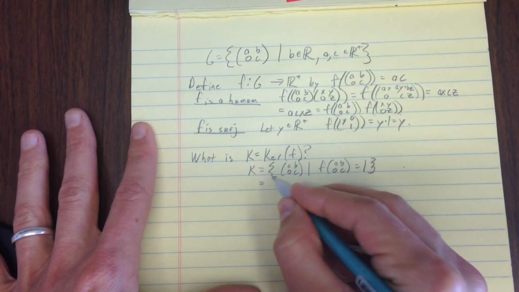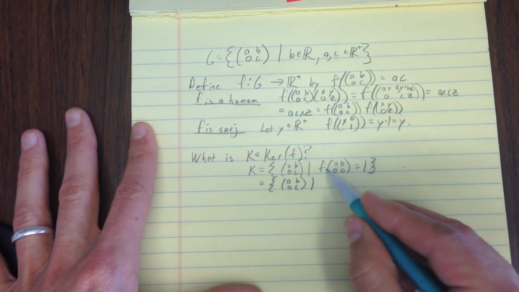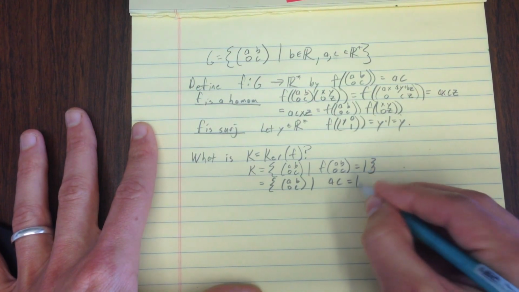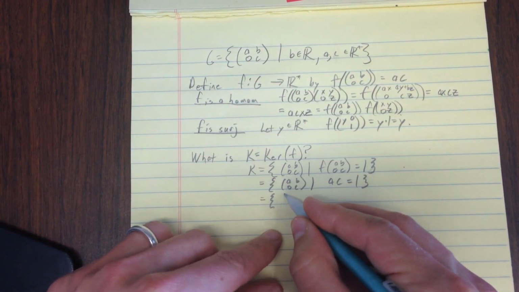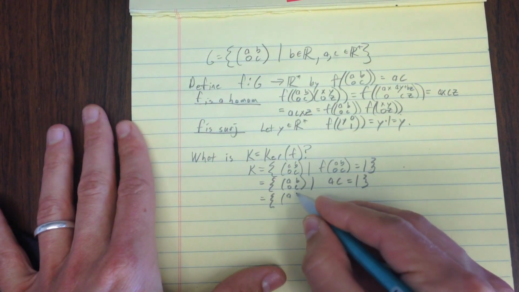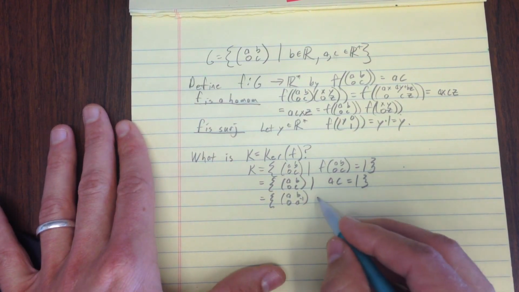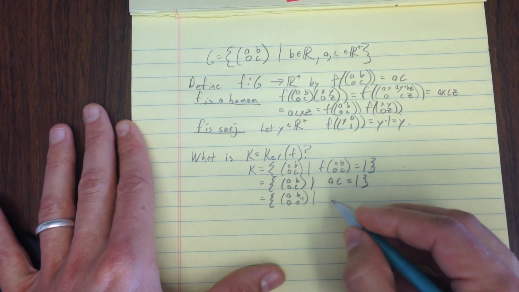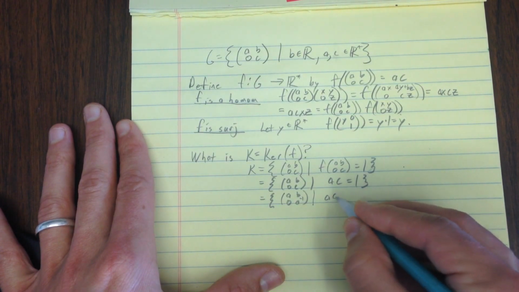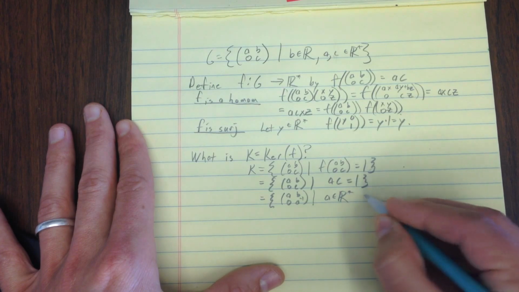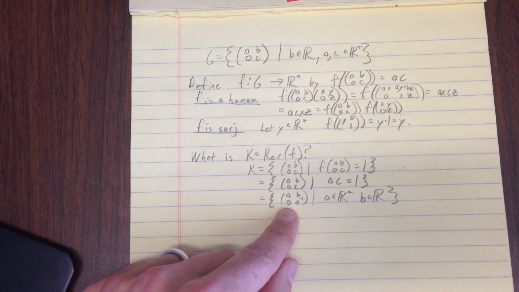So that's the set of [A, B; 0, C] such that, well, what's F of that? AC equals 1. So that's the set of things that look like [A, B; 0, A inverse], such that A is any non-zero real number and B is any real number. So anything of this form will map to the identity.